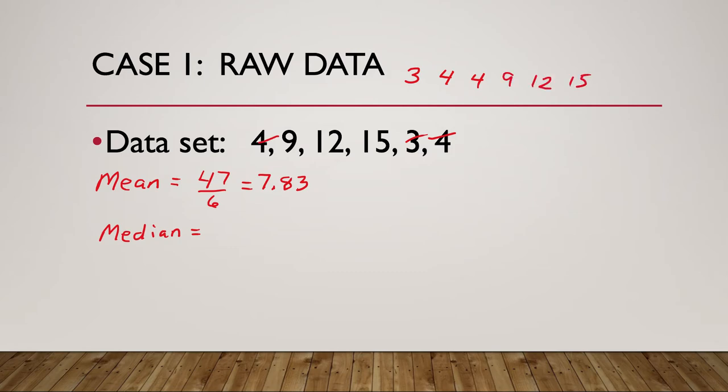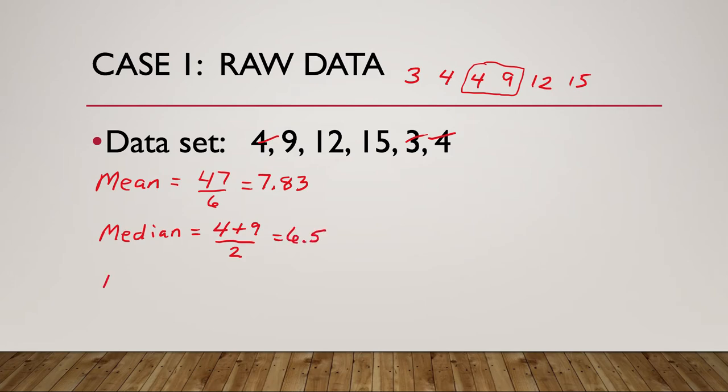So your median is either one particular value that sits in the middle, or in this case, because we have an even number of values, it's going to be the number that's halfway in between the 4 and the 9. So I would add those two numbers together, divide by 2. 13 divided by 2 is going to give me 6.5.